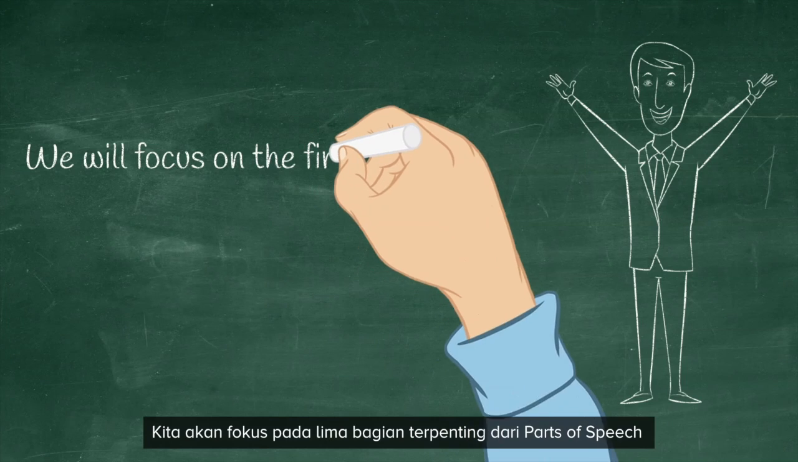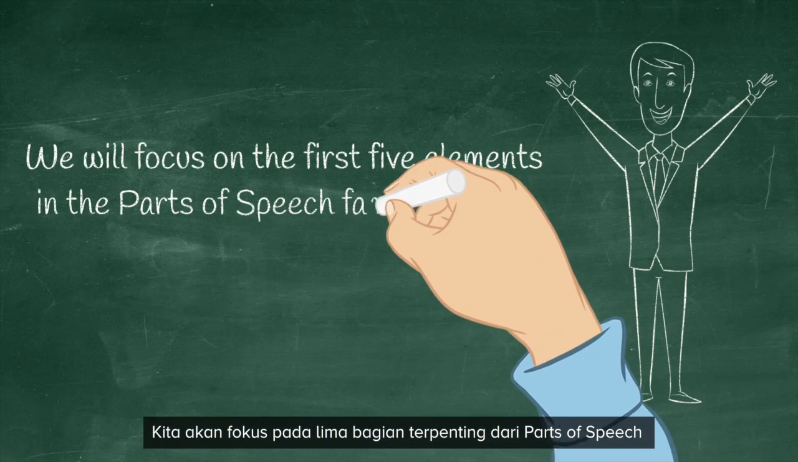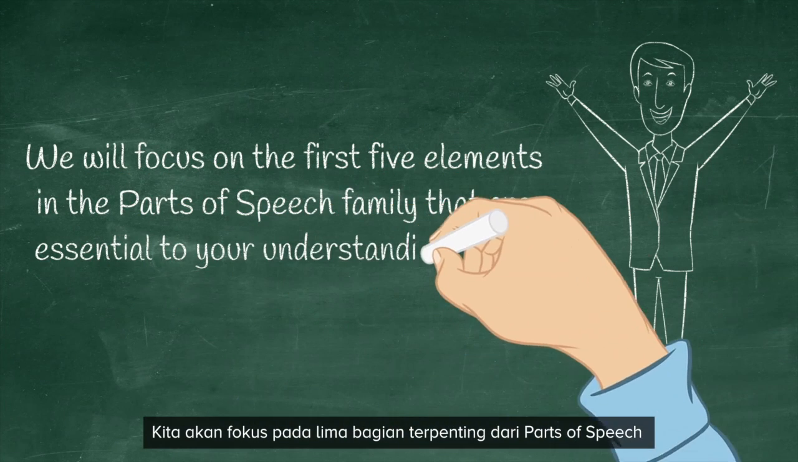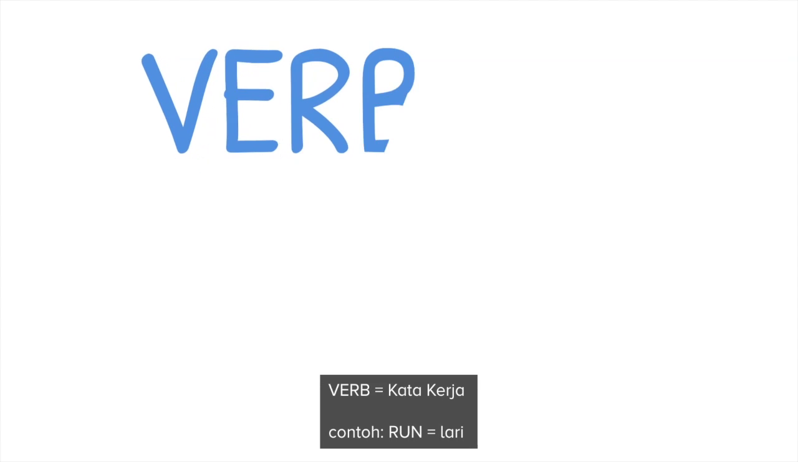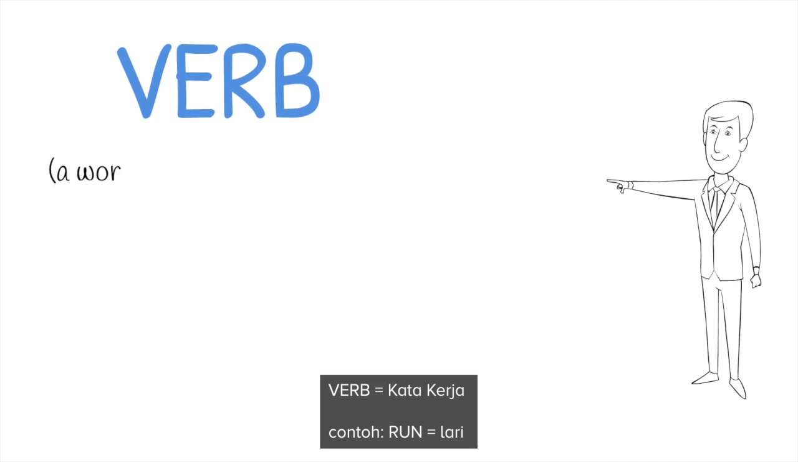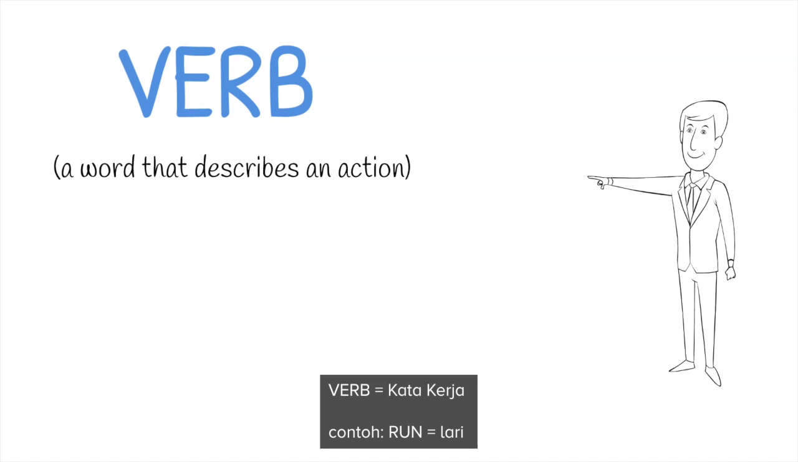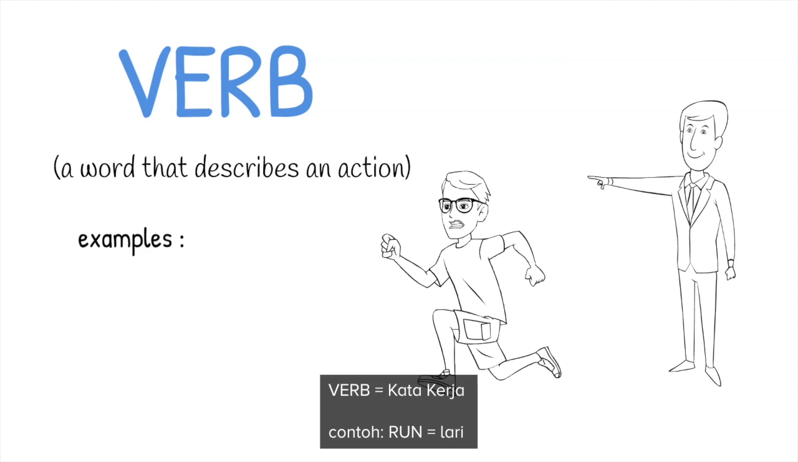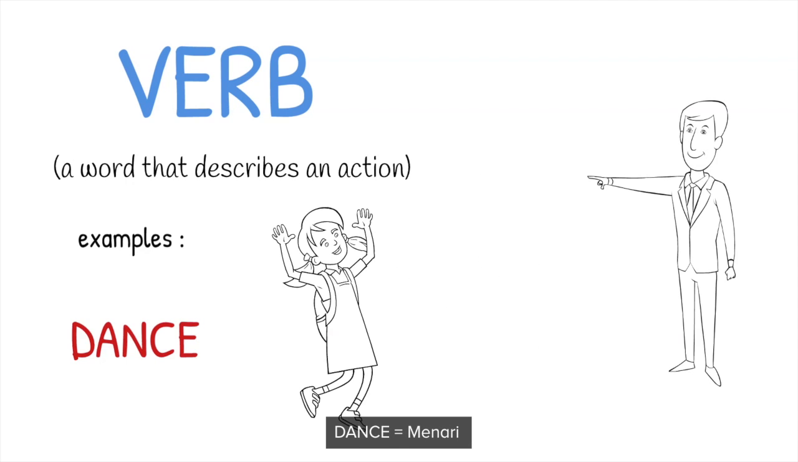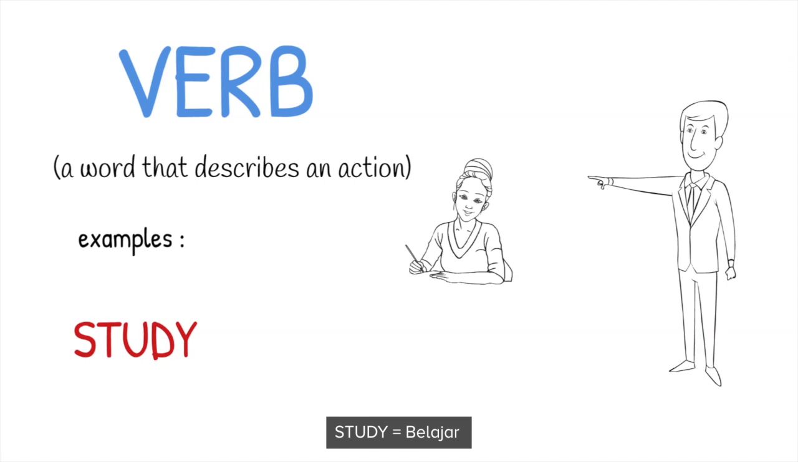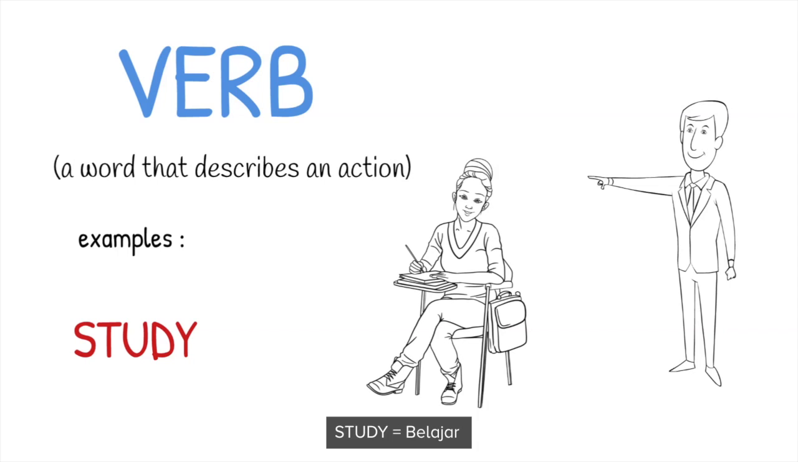As I said, we will focus on the first 5 elements in the part of speech family that I think are essential to your understanding of English grammar. The first part of speech that we're going to talk about is the verb. It's a word that describes an action. It's what people do. For example, run, dance, and study. These are all activities that people do.